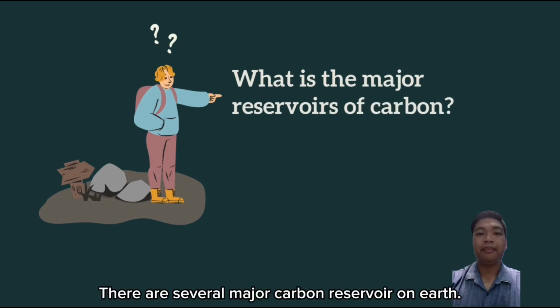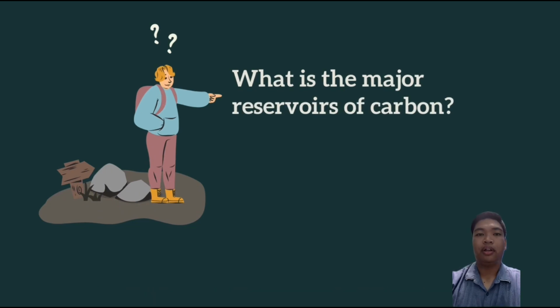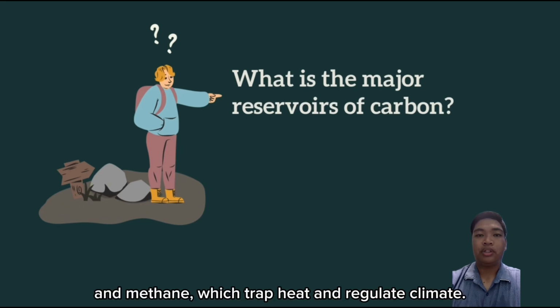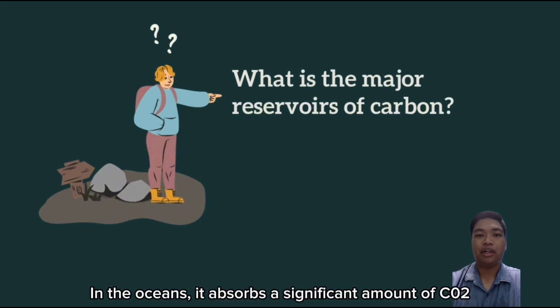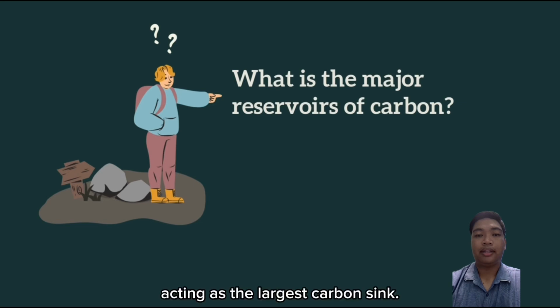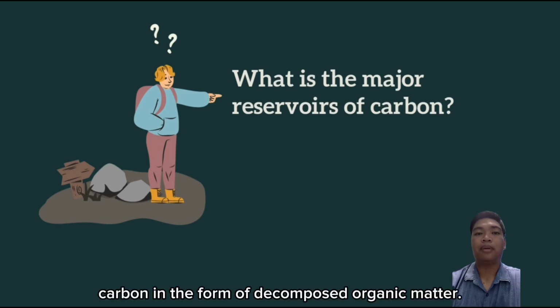There are several major carbon reservoirs on Earth. The atmosphere contains CO2 and methane, which trap heat and regulate climate. The oceans absorb a significant amount of CO2, acting as the largest carbon sink. While the soil stores carbon in the form of decomposed organic matter.